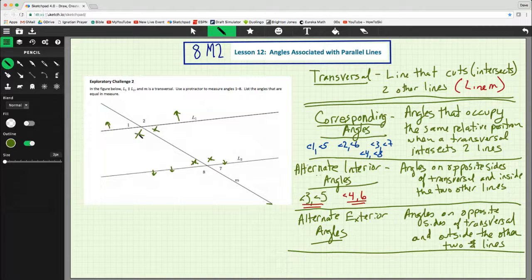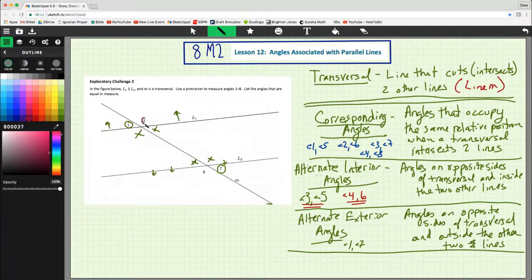Now, if we talk about angle 1, what would be the alternate exterior angle to 1? It would be on the other side of the transversal, exterior. So 1 and 7. And then the other pair of alternate exterior angles would be 2 and 8.